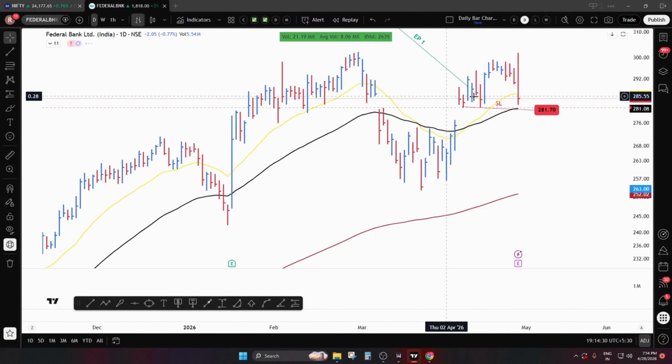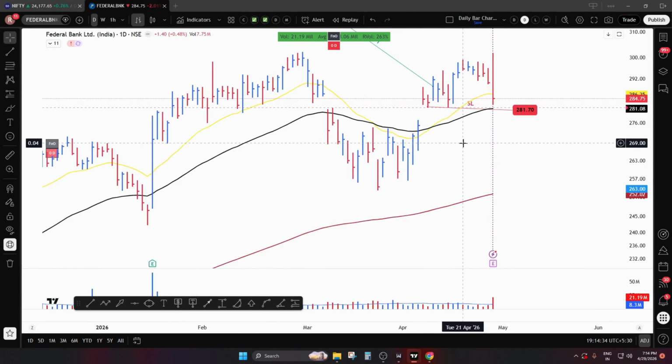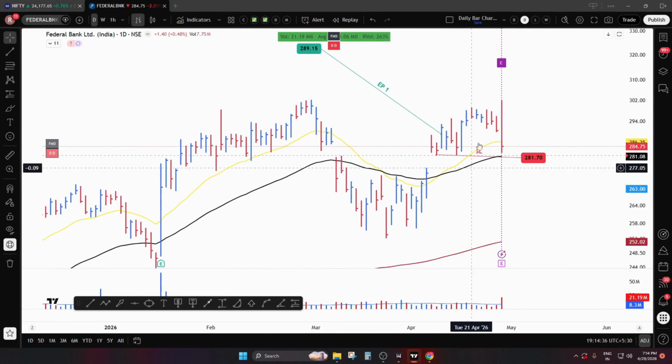So I took on this day. I waited for a lot of days, it didn't move. I think I exited before, let me take you. I exited this day actually. This day I exited on 24th April, I exited Federal Bank.